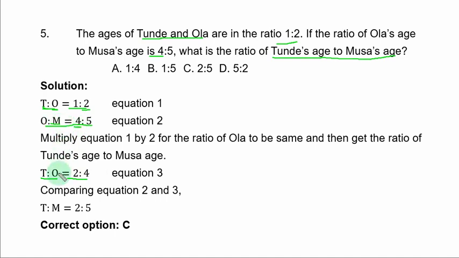Okay, Tunde first. From equation 3 now, Tunde is 2 and Musa is 5. That is 2:5. Option C is the correct answer.